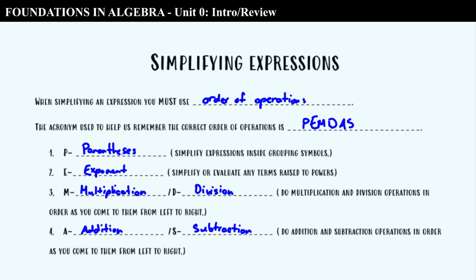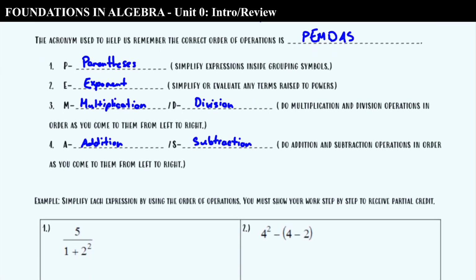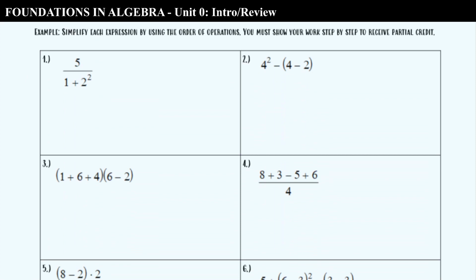Now keep in mind, if you have a fraction, with something on the top and something on the bottom, the numerator and denominator act as grouping. So that is something you will perform first, like your parentheses. A good example of that is here in the first example. We're going to simplify each of these expressions. Note, you need to show your work step by step to receive partial credit when you do problems like this. So let's take a look at number 1.